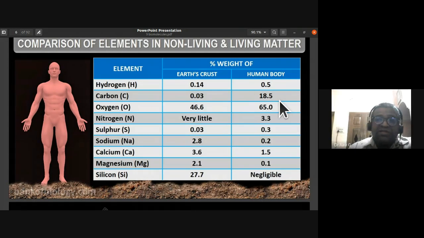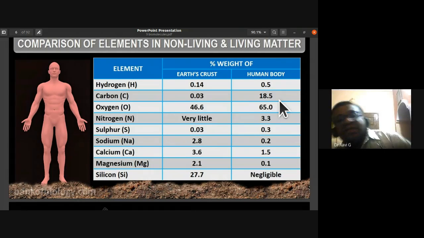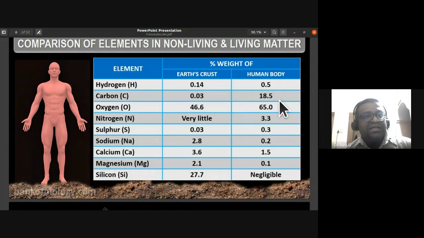So the total percentage weight of the human body and the Earth's crust. You find 18.5% weight of the human body is made up of carbon. Of the Earth's crust, 46.6 percentage weight is made up of oxygen. So you find within the Earth's crust nearly 50% of oxygen. In the human body, the oxygen content is very high, nearly 65% weight of the human body is made up of oxygen.